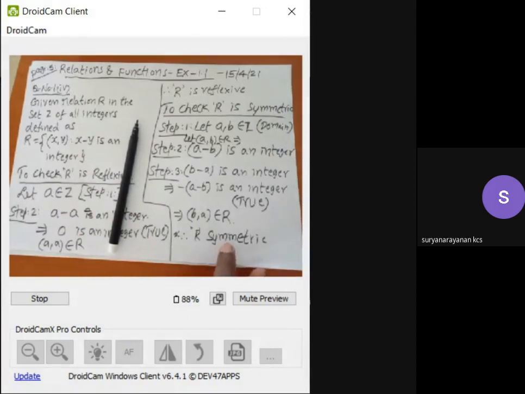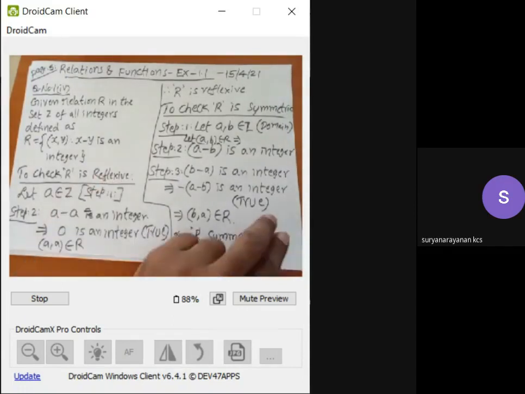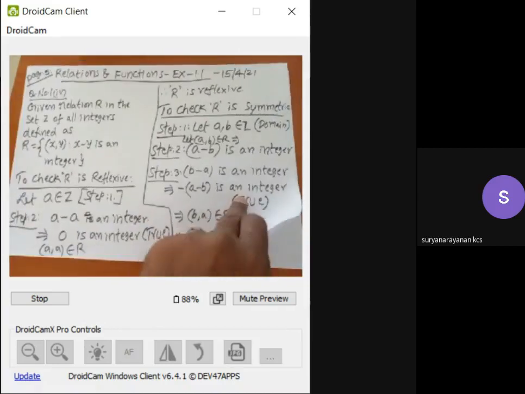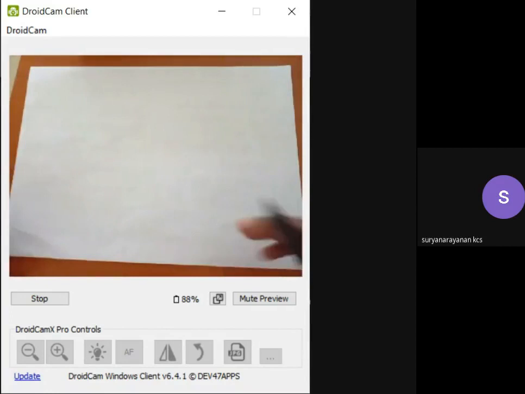Okay, got this point, my dear children? Yes, sir. Symmetry. Next, now what is the next relation? Transitive, sir. We check whether it's transitive or not.